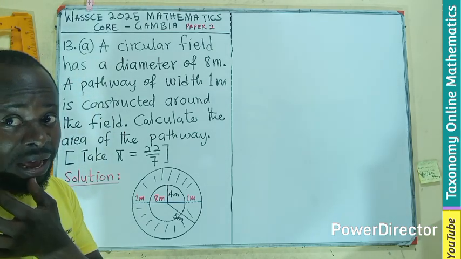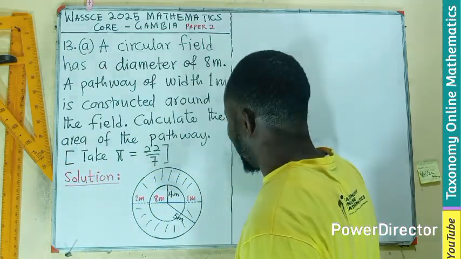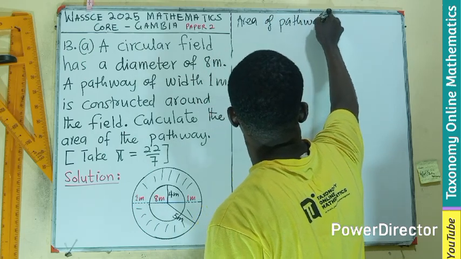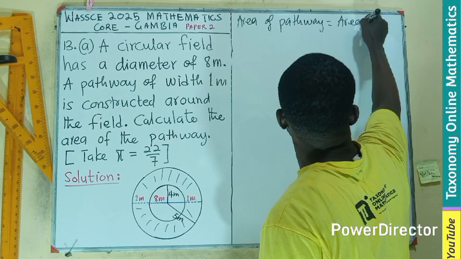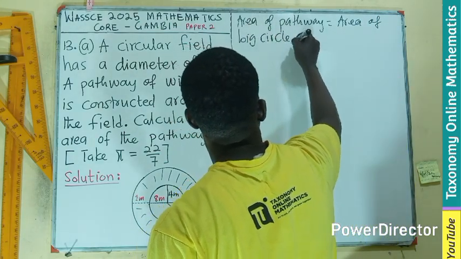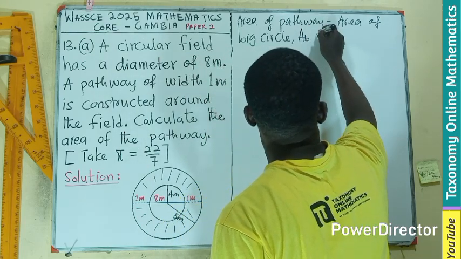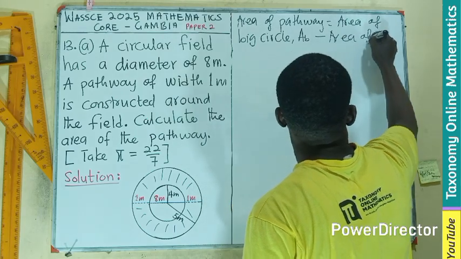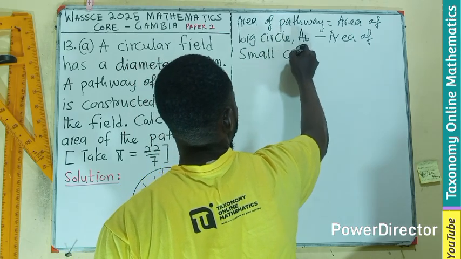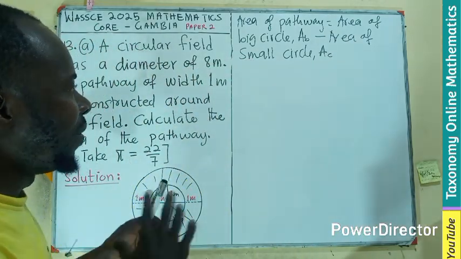I'll be using big and small circle to denote that. So we have the area of the pathway equals the area of the big circle, which is going to be AB, minus the area of the small circle, which is going to be AC. We are finding the areas in there.